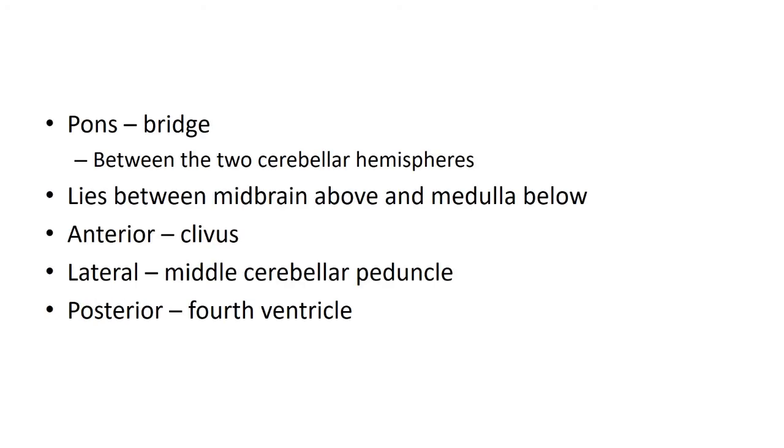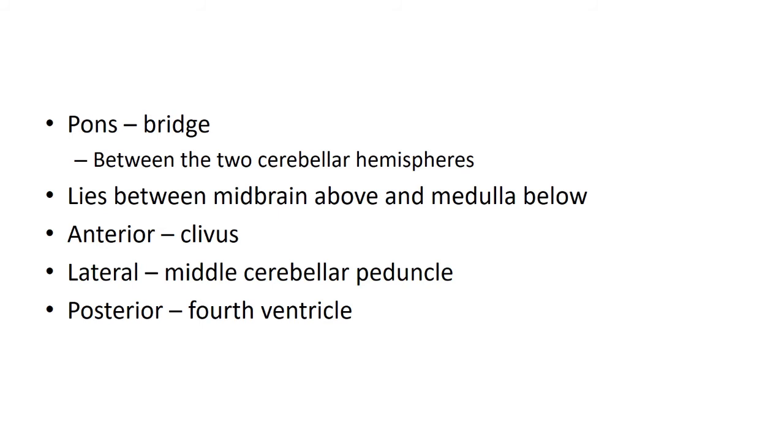Coming to pons. Pons means bridge, and it is given such a name because it acts as a bridge between the two cerebellar hemispheres. The pons is continuous laterally with the middle cerebellar peduncle and thereby looks like a bridge between the two cerebellar hemispheres. So it is given the name pons, which means bridge.